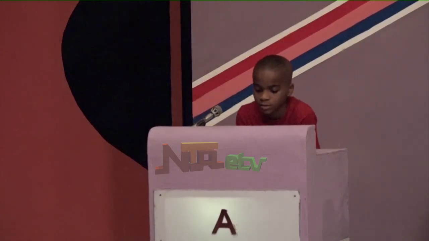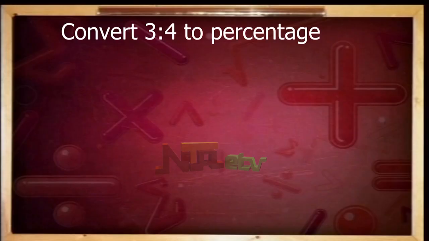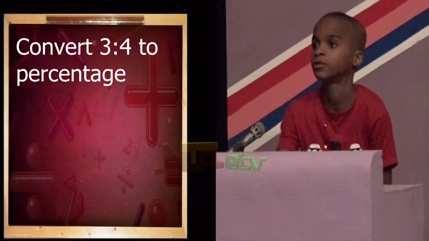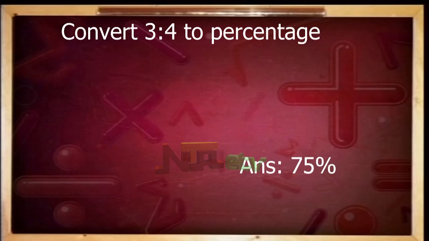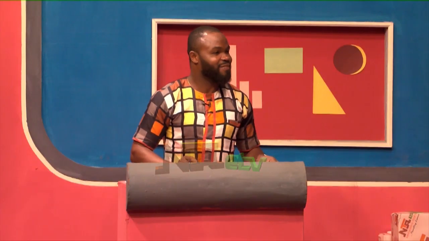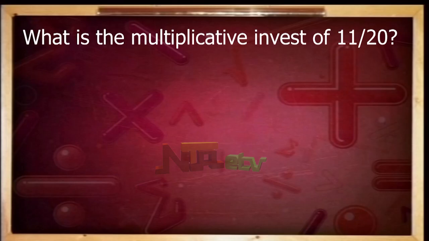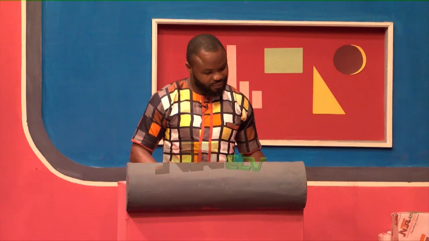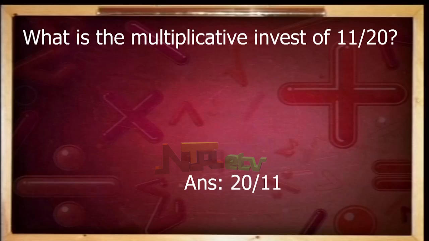Question 8. Convert 3:4 to percentage. 75%. That is correct. Contestant B, your question. Question 3. What is the multiplicative inverse of 11 all over 20? That is 20 over 11. That is correct.